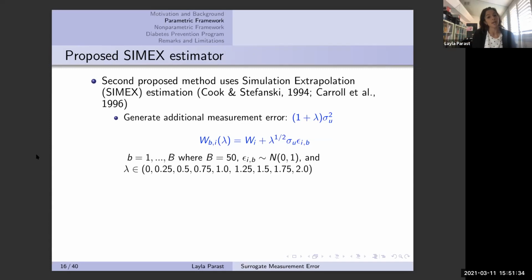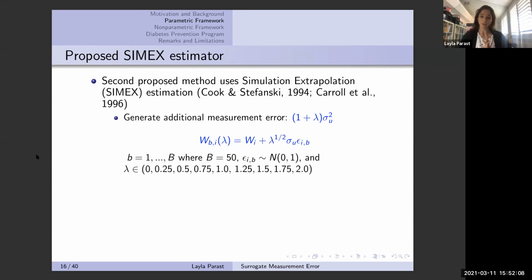A second way to correct for measurement error within this framework that we propose is using the SIMEX estimator. SIMEX stands for simulation extrapolation. I had never used this estimation approach before trying to work on this problem, but it's a really neat idea, and I really like it. So basically, the idea is you generate additional measurement error, as quantified by this 1 plus lambda times your measurement error.